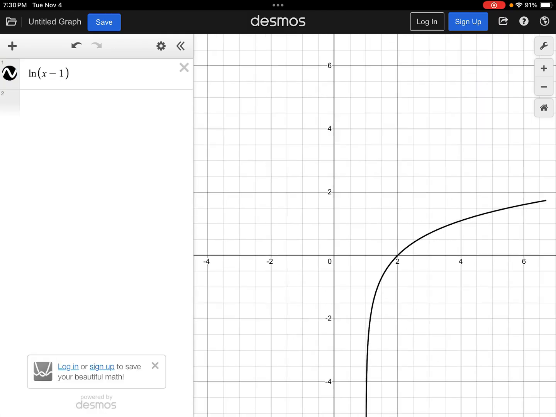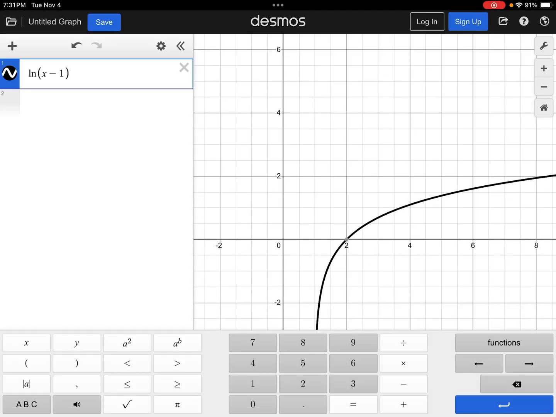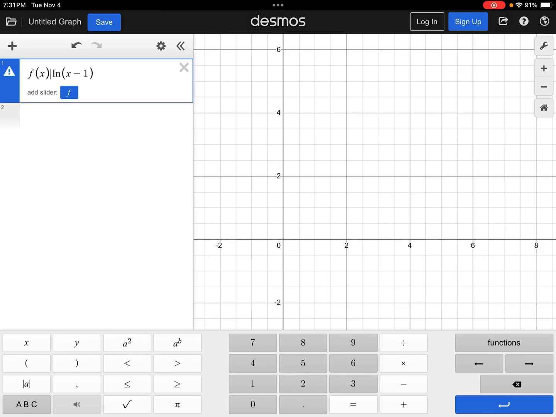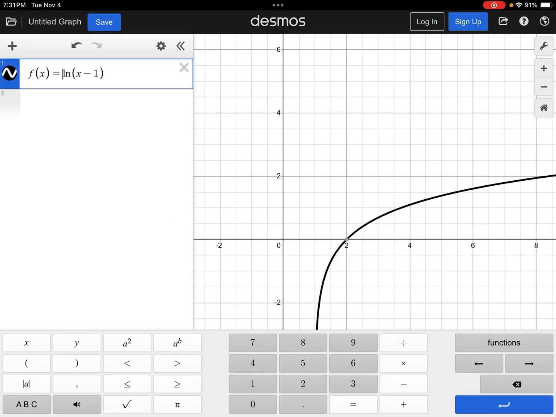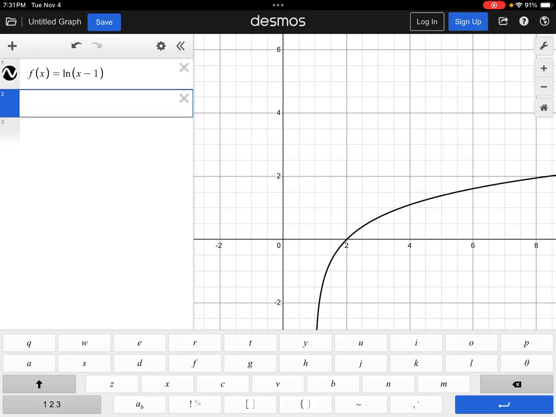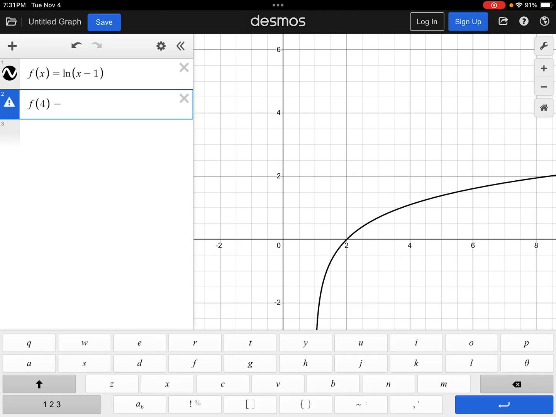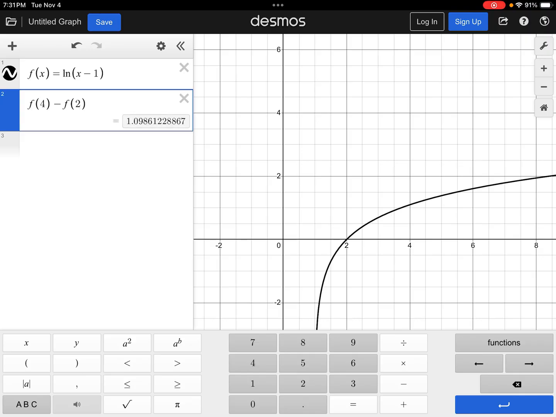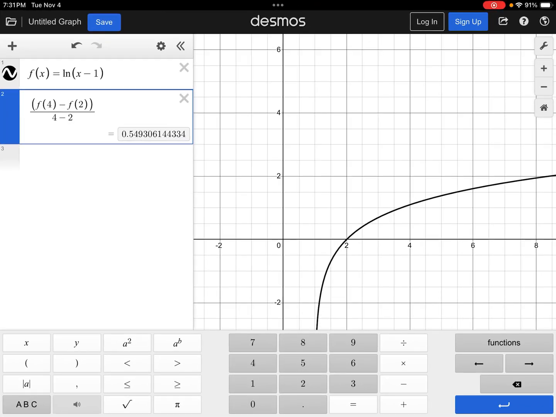Natural log of x minus 1. I should put f of x, I guess. So f of x is equal to natural log of x minus 1, and we're talking about from 2 to 4. So I'm going to say f of 4 minus f of 2 divided by 4 minus 2, and that's what I get for that right there. So f of 4 minus f of 2 over 4 minus 2 is going to be equal to 0.549.